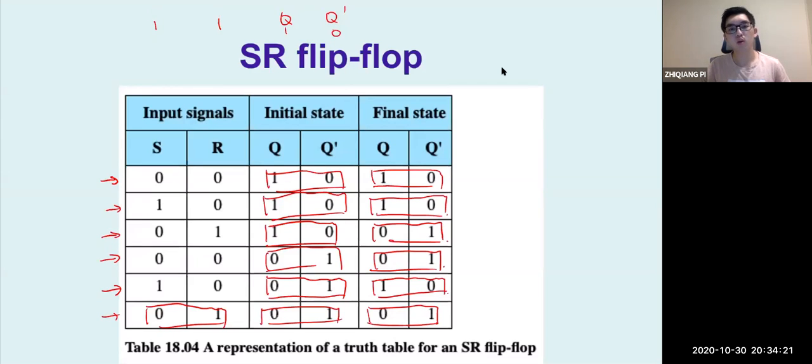Next time we'll see how the SR flip-flop can be constructed with not a NOR gate, but a NAND gate. And we'll see how different that will be from the SR flip-flop we have right now. See you next time.